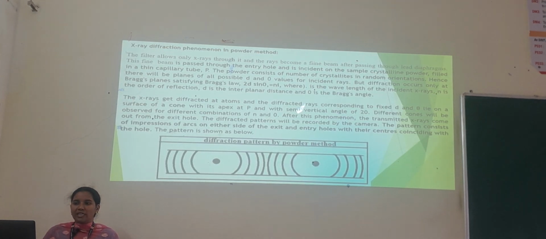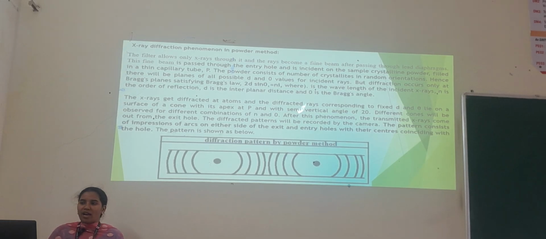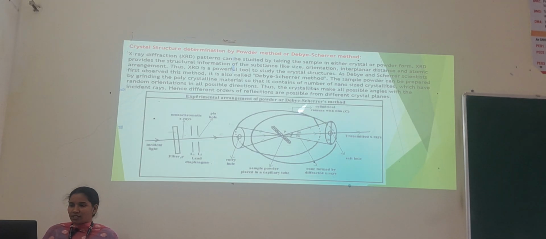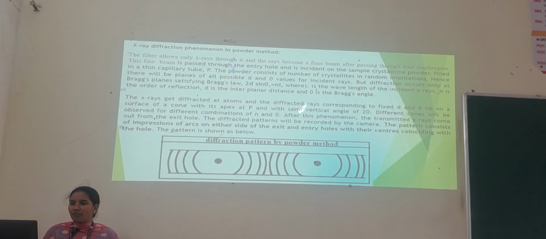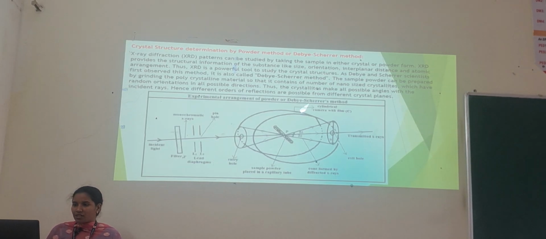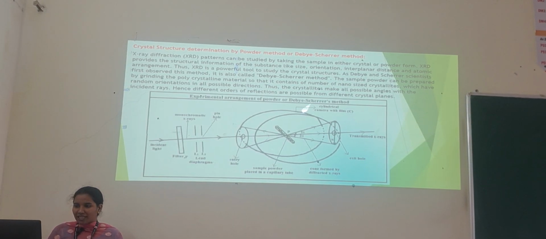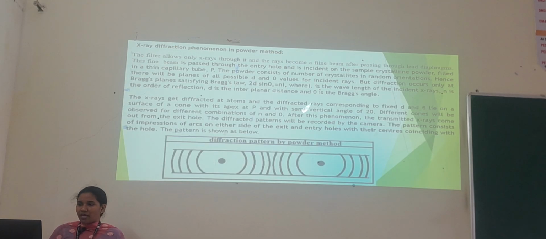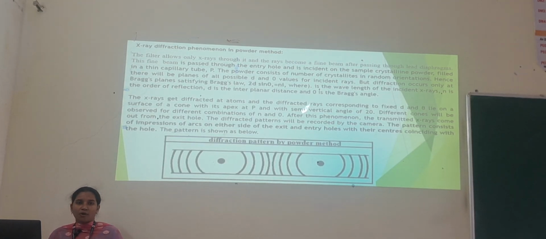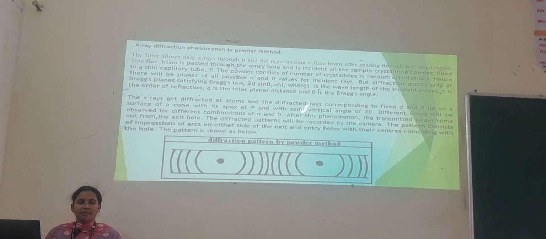The filter allows only X-rays, and the rays become a fine beam after passing through the lead diaphragms. This fine beam is passed through the entry hole. We can see here this is the entry hole, and the powder consists of a number of crystallites in random orientation. We have placed the sample powder in a capillary tube, arranged in random orientations. And then the diffraction occurs only at Bragg's planes; this powder method also satisfies Bragg's law.